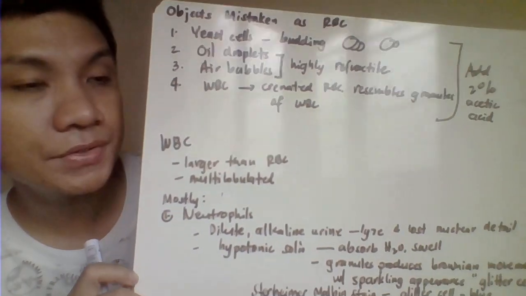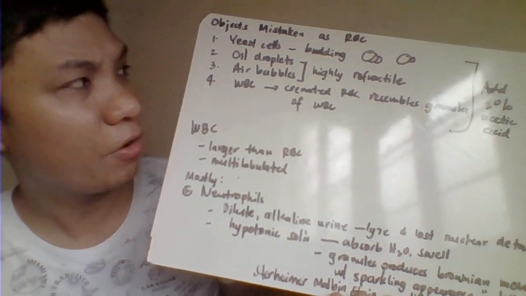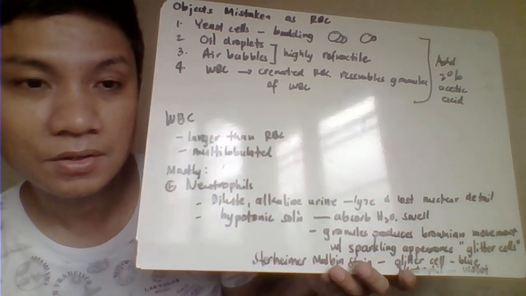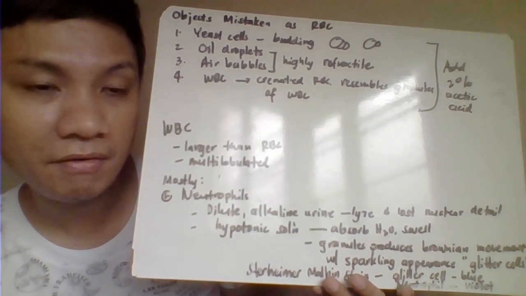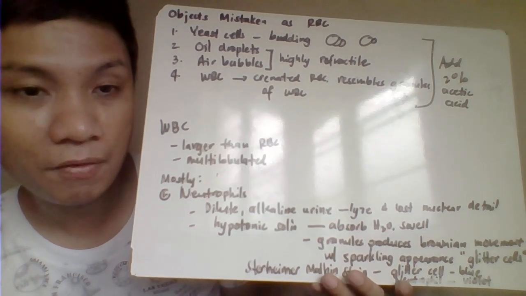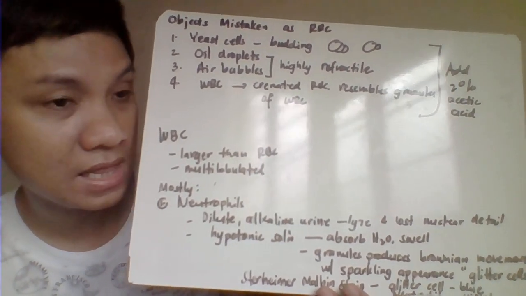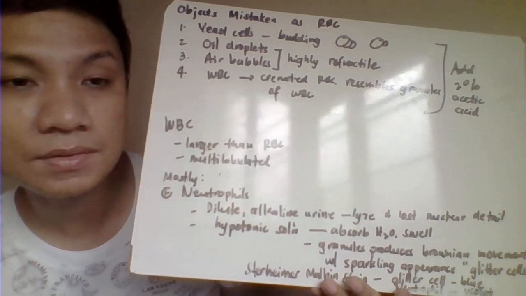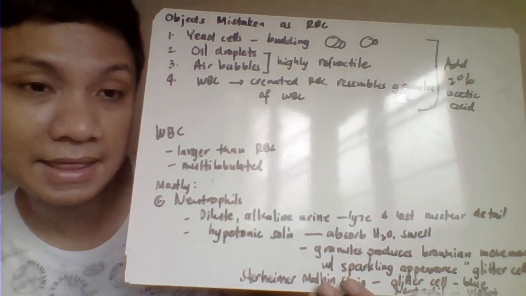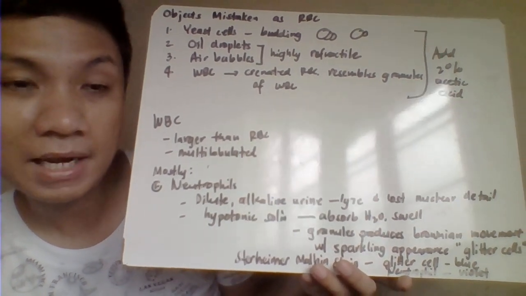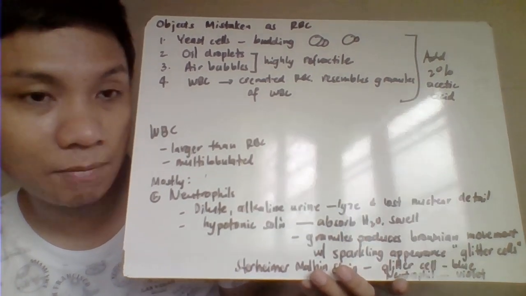On the other hand, we also have your oil droplets and air bubbles. Those are highly refractile substances. If you manipulate your fine adjustment knob, they tend to appear highly refractile. Your RBC is not refractile. Another one is WBC. Some of your RBC which are crenated appear like granules of WBC, and sometimes they could be mistaken as your WBC.